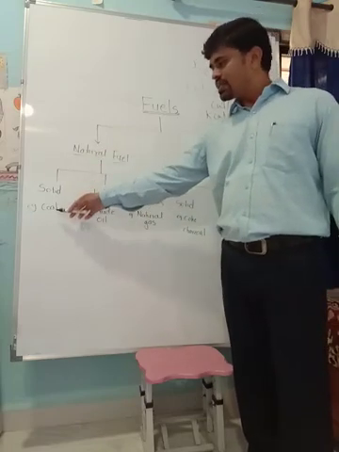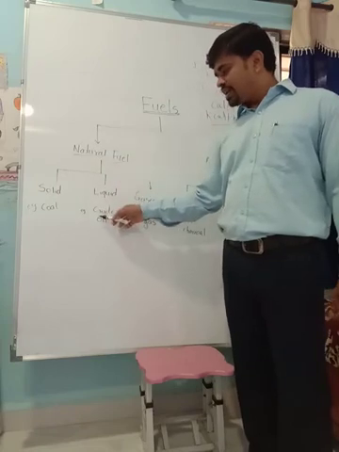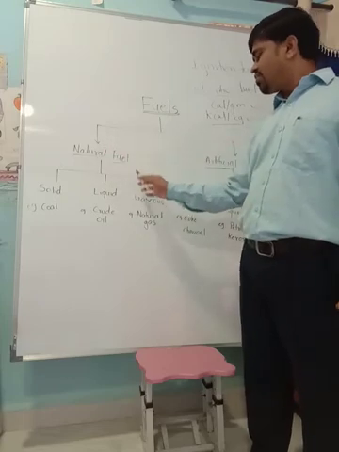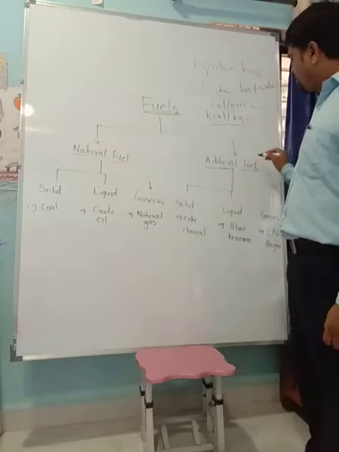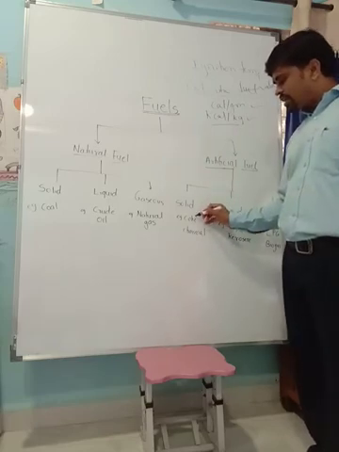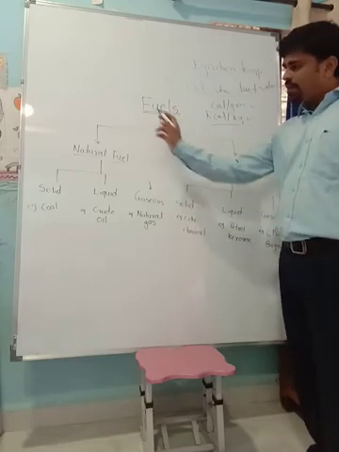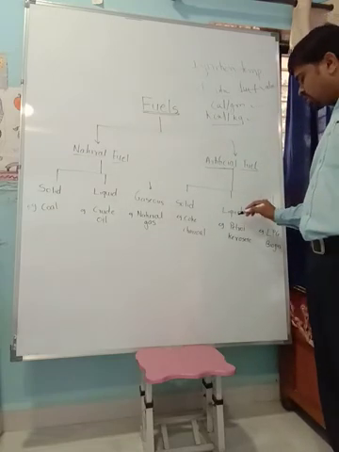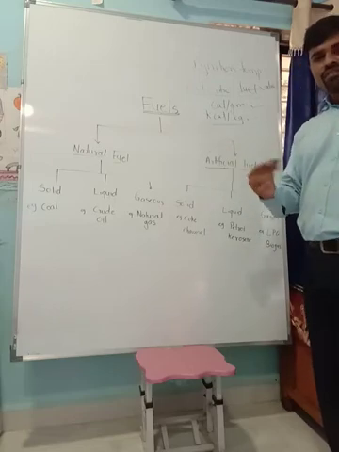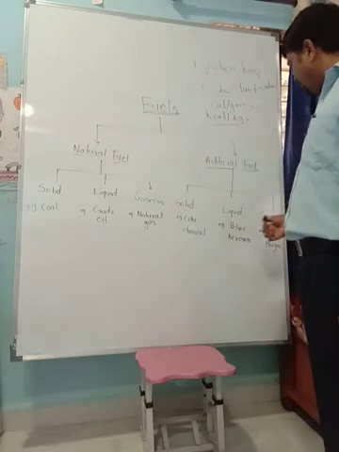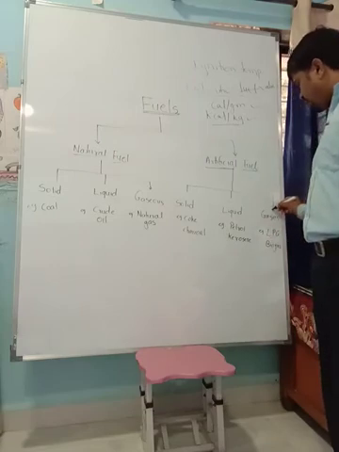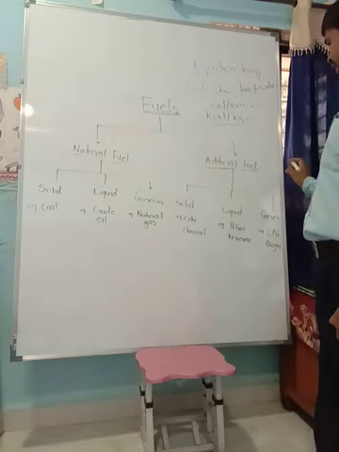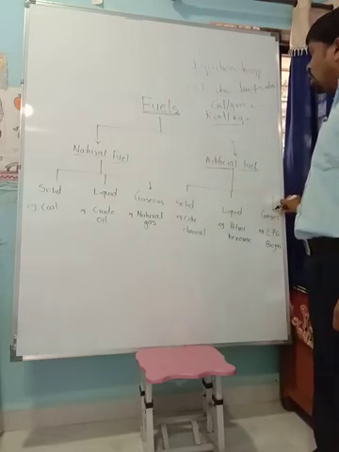Solid natural fuel is coal. Liquid natural fuel is exemplified by crude oil. Natural gas is an example of a natural gaseous fuel. In the case of artificial fuels, examples are coke and charcoal, which are obtained by processing coal. Liquid artificial fuels are petrol and kerosene, which are obtained by fractional distillation of crude oil, whereas LPG and biogas are obtained by different kinds of processing of natural gases. This is the classification of fuels.